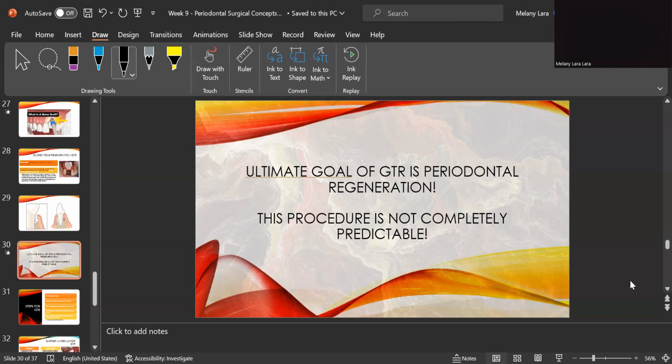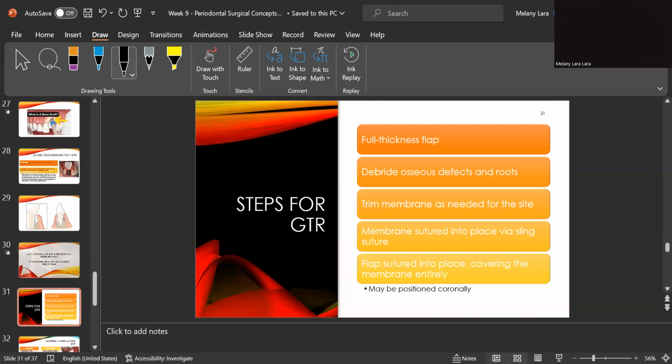So here are some steps, and just like with the previous osseous surgery, we're wanting to do a full thickness flap. We need access to that bone. Okay? Just like our other surgical interventions, we're going to debride the osseous defects, debride the roots, make sure everything's nice and clean. Then they're going to take the barrier membrane and they're going to actually trim it to specifically fit that site. Okay? That way it's able to seal up the bone graft essentially.